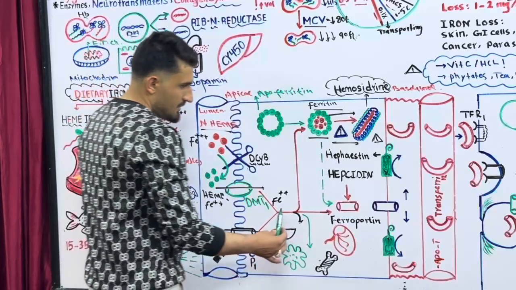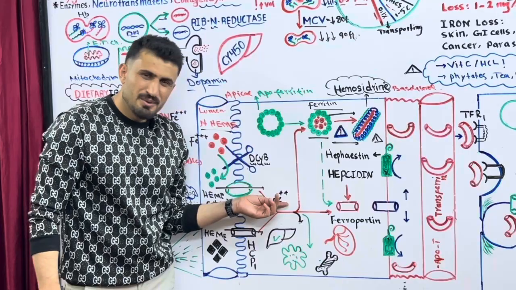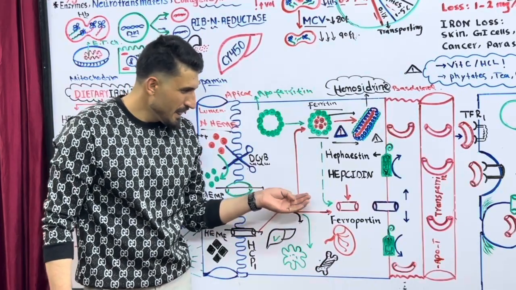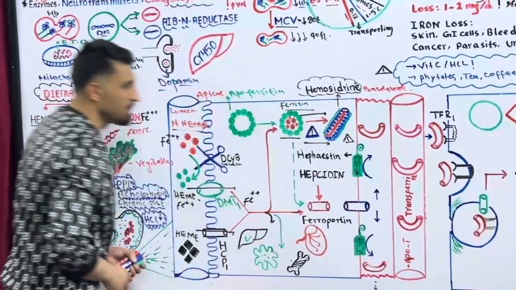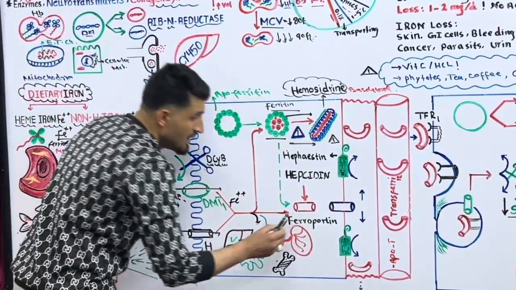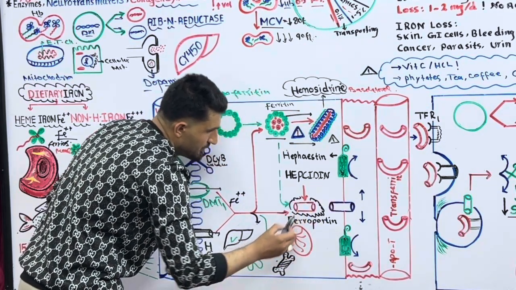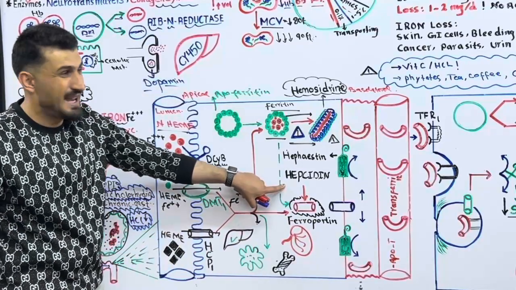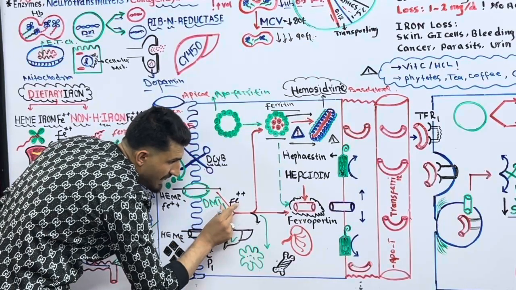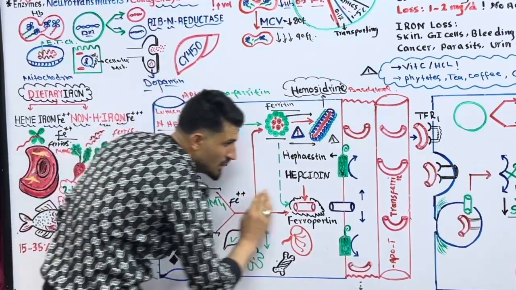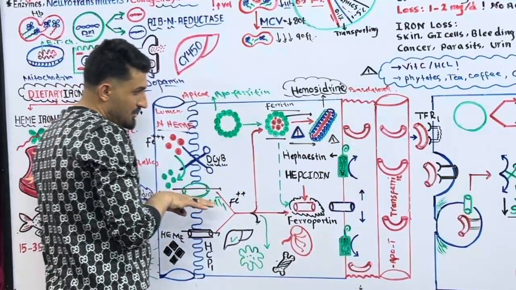Now, some percentage of this absorbed iron is going to enter the blood circulation. And here we have a beautiful protein. This is very important. This protein is called ferroportin, which is also inhibited by hepcidin. We'll talk about it. Ferroportin is a protein which transports iron from the apical side to the basal side, and here we have blood circulation. Now iron wants to enter our blood circulation.